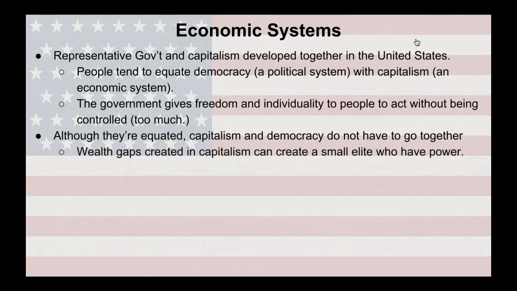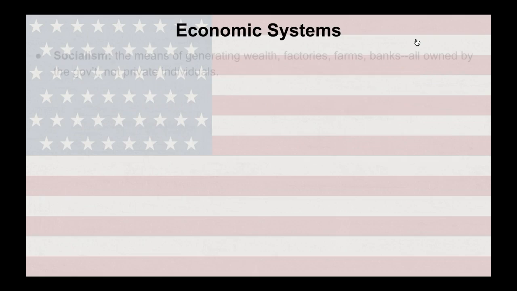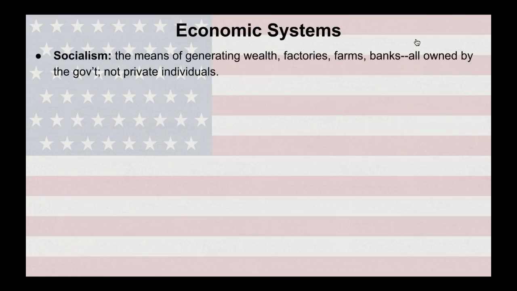Wealth gaps create a system where a small, wealthy minority in society has great influence over the government, and so it does not always represent the views held by the majority of the population. And if we're talking about a representative government, we usually are talking about a majority of the population. That doesn't always occur in practice when you have capitalism creating these big wealth gaps. And so, as a response to this capitalist idea, we're going to see the emergence of socialism.